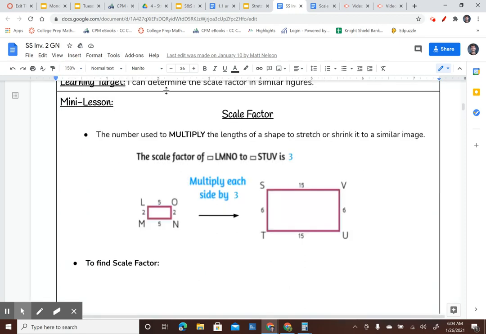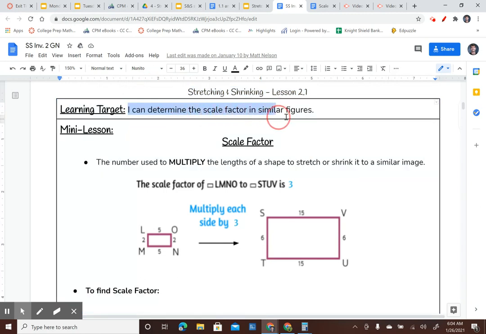And so we see the learning target for today up top. I can determine the scale factor in similar figures. And so remember, with scale factor, that is the number we use to multiply the lengths of a shape to stretch it or shrink it. Now, notice here, it says stretch or shrink.